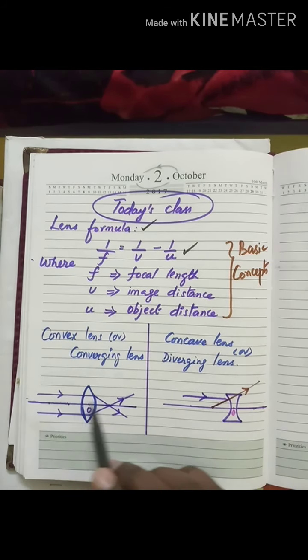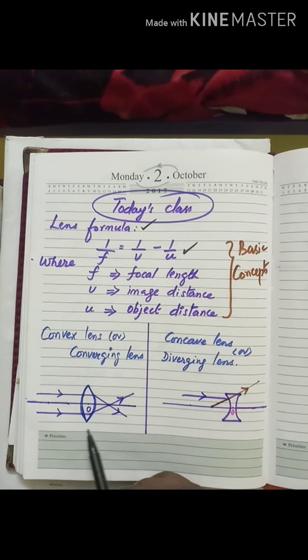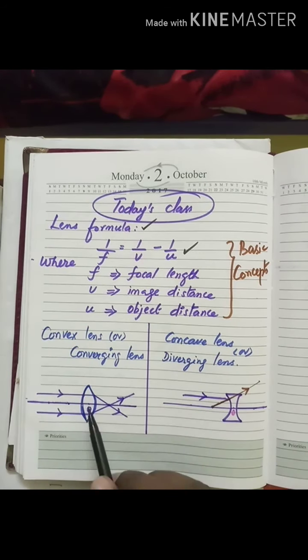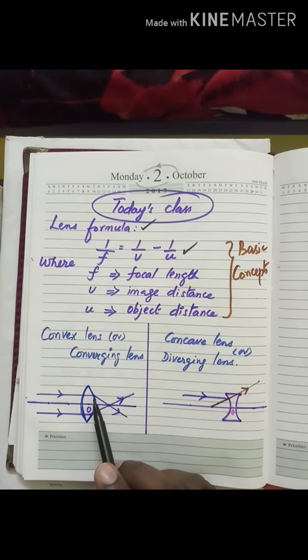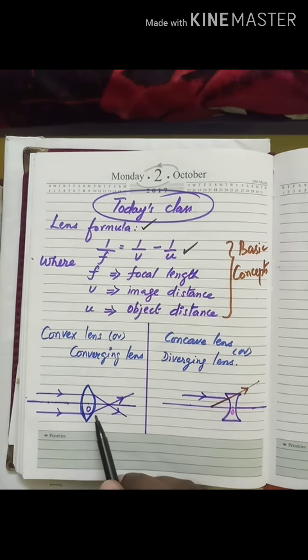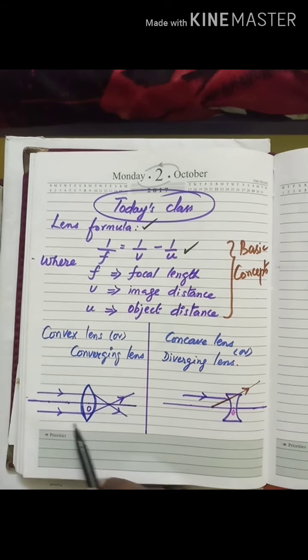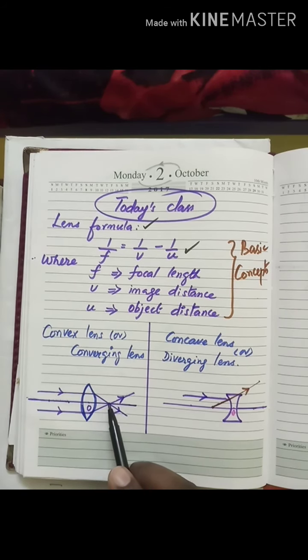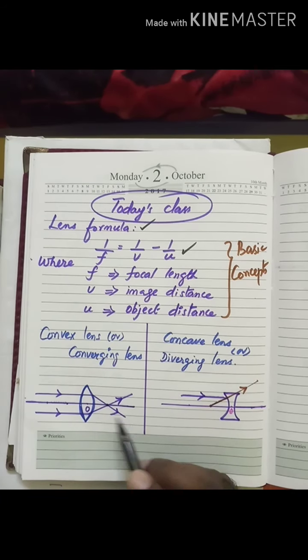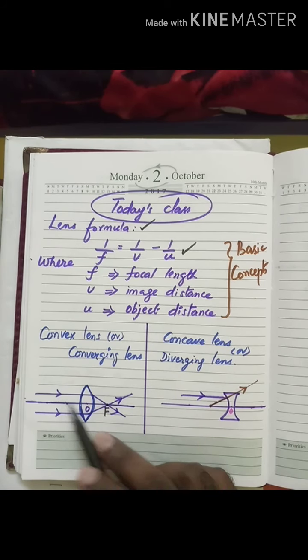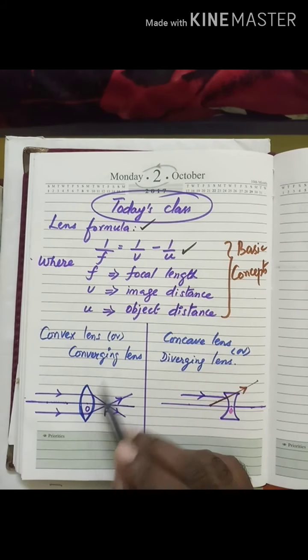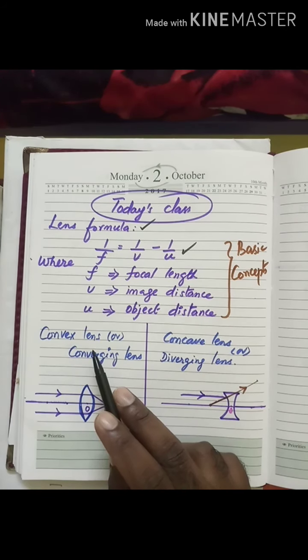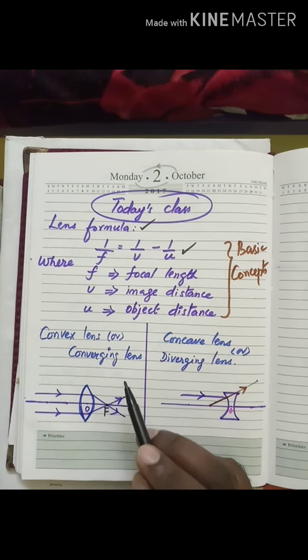Suppose some light rays are falling on the convex lens. Observe here, after being incident on it, the ray converges at a particular point. This ray also converges at a particular point here, or we can say these rays are focusing at a point, that is called the principal focus. As all rays converge at the principal focus, this lens is called a converging lens. So the convex lens can also be called a converging lens because of this converging property.